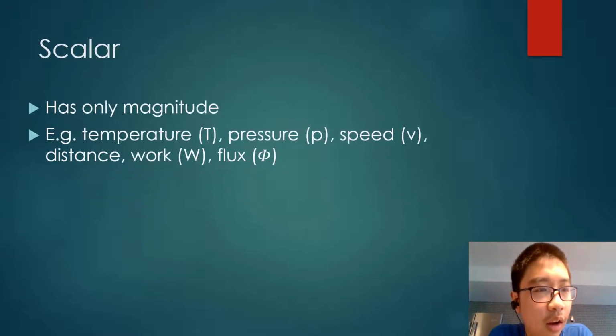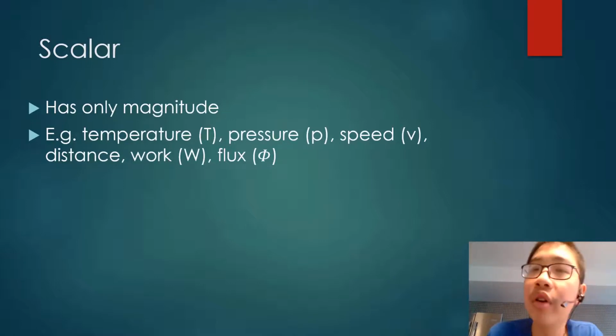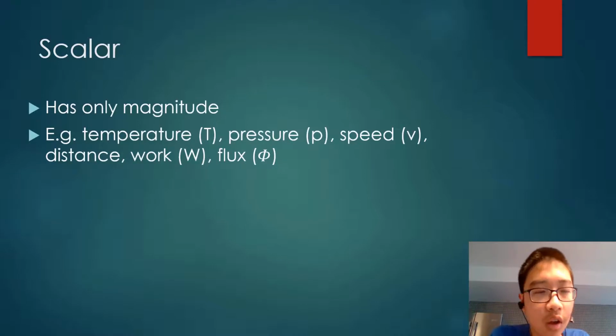A scalar has only magnitude and no direction. Temperature is a scalar, pressure is a scalar, speed, distance, work, flux, and any values without directions are scalars.